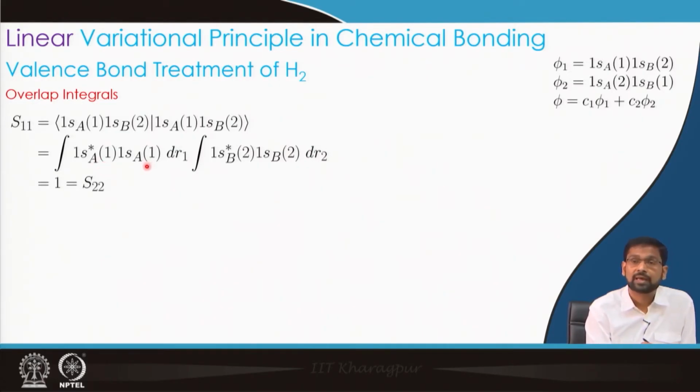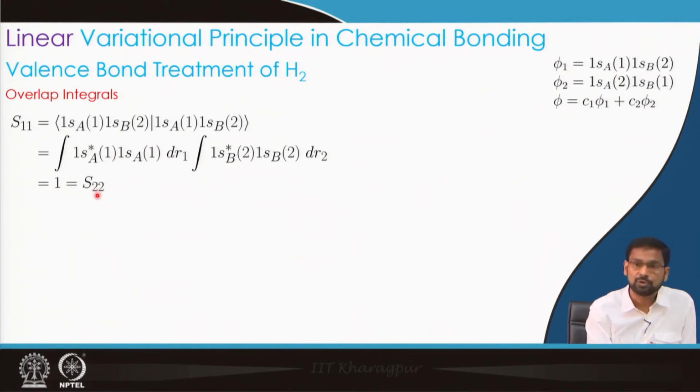Now, I know that for hydrogen atom A, the Hamiltonian is a Hermitian operator. So, therefore, the wave functions are orthonormal. So, this is normalized. So, this value is 1. Similarly, for B nucleus also I get 1. So, therefore, the product of them is 1.